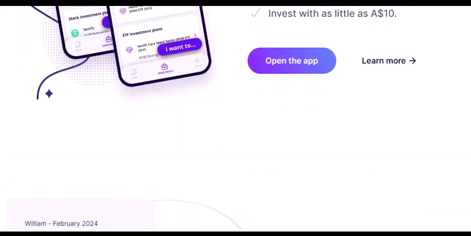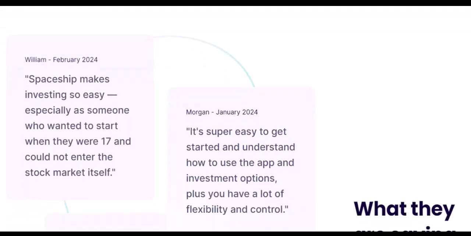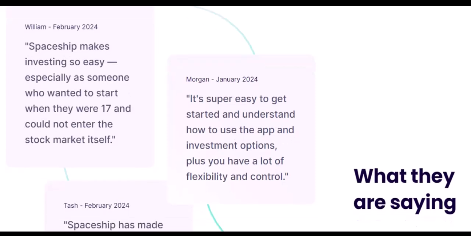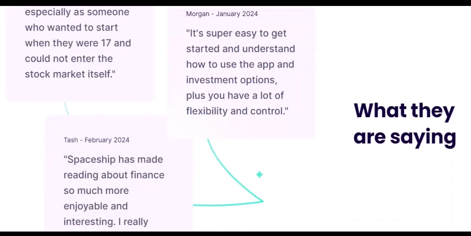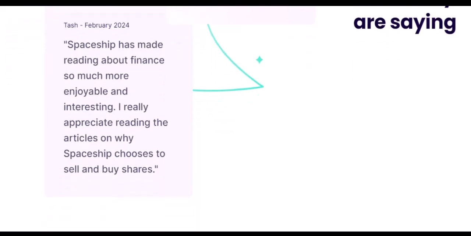Before you finalize the cancellation, make sure you've downloaded any necessary statements or transaction history for your records. This will be helpful for future financial planning or tax purposes. Finally, remember to double-check that your cancellation has been processed successfully. You should receive a confirmation email or notification from Spaceship.